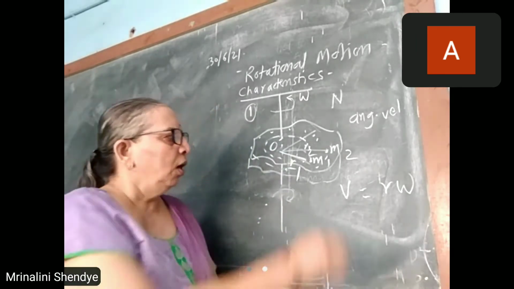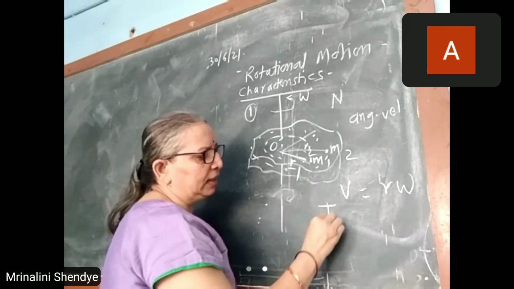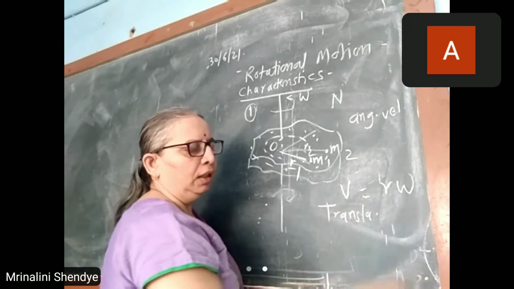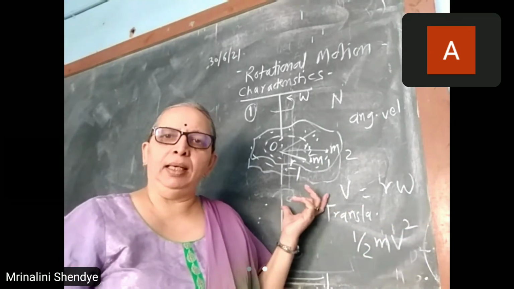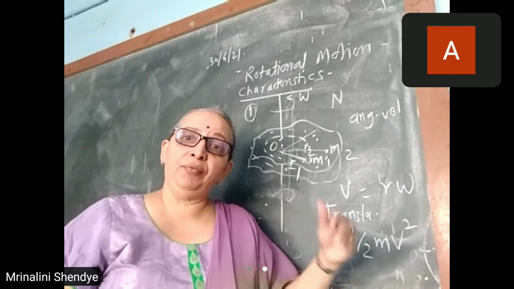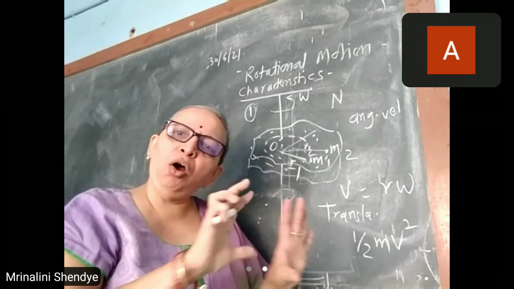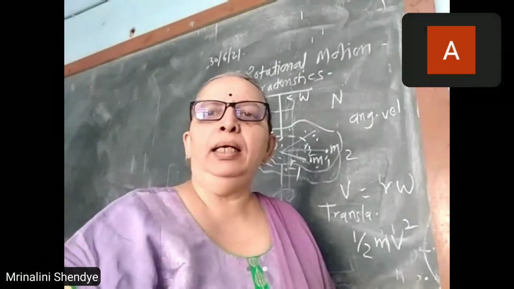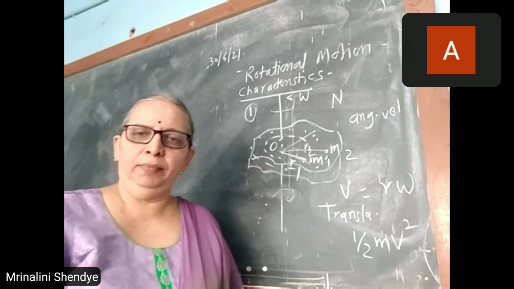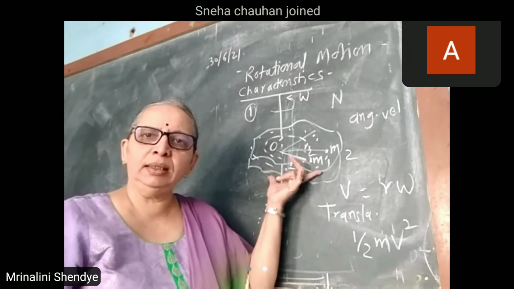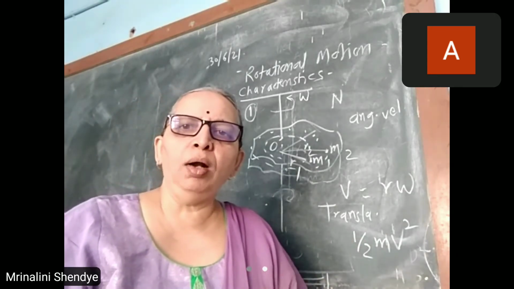So what happens on account of rotation? Each particle will acquire translational kinetic energy, which is given by the formula half mv square. Per particle, the translational kinetic energy will have a different value. When you add the translational kinetic energies of all particles together, we get the rotational kinetic energy of the body. So rotational kinetic energy is equal to the sum of translational kinetic energies of all particles.